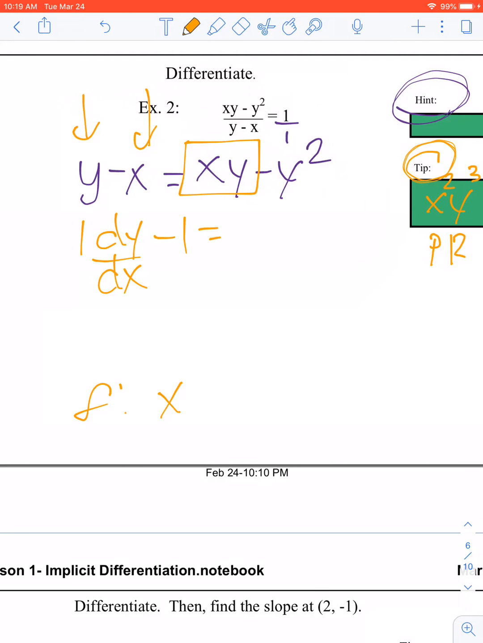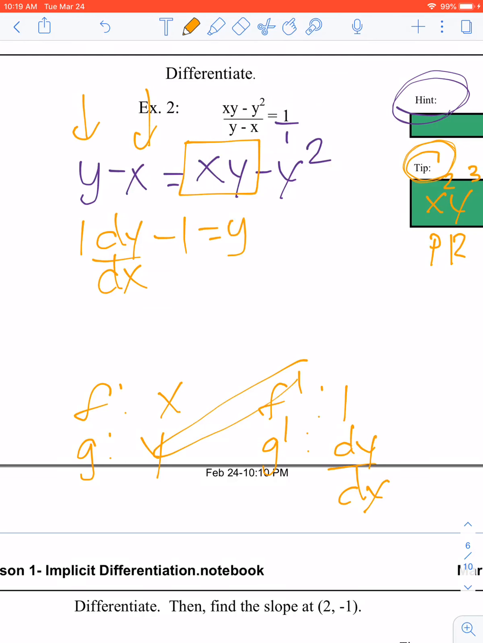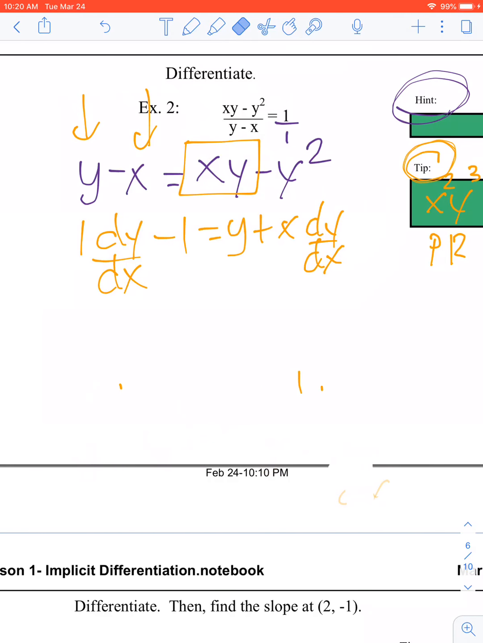My f is going to be x, so f prime is 1. G is y, but g prime is not just 1, it's 1 dy dx. So when I do f prime g, that's going to be y, and then product rule requires me to add g prime f, so that's going to be x dy dx. Then I'm going to differentiate the last term, which is a negative y squared, so that's going to be a negative 2y, and that will also get a dy dx term.